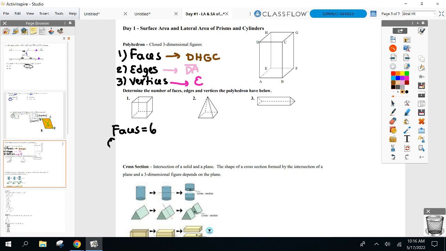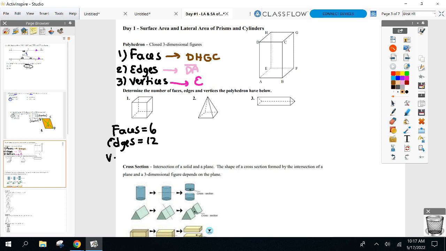All right, here's where I get nervous. Edges. Don't forget one and don't double count one of them. How many edges does this one have? Don't double count one. Don't forget one. Anybody want to take a stab at it? Molly? 12 edges, yep.